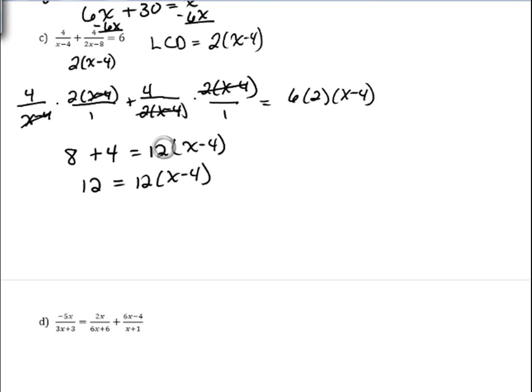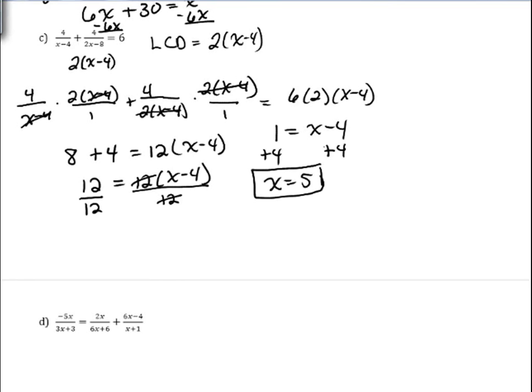Last time we did this example, we distributed this 12. You can, however, divide both sides by 12. These 12s then will cancel, and that will leave us then with 1 is equal to x minus 4. And then the last step would be to add 4 to both sides, giving us x equals 5.